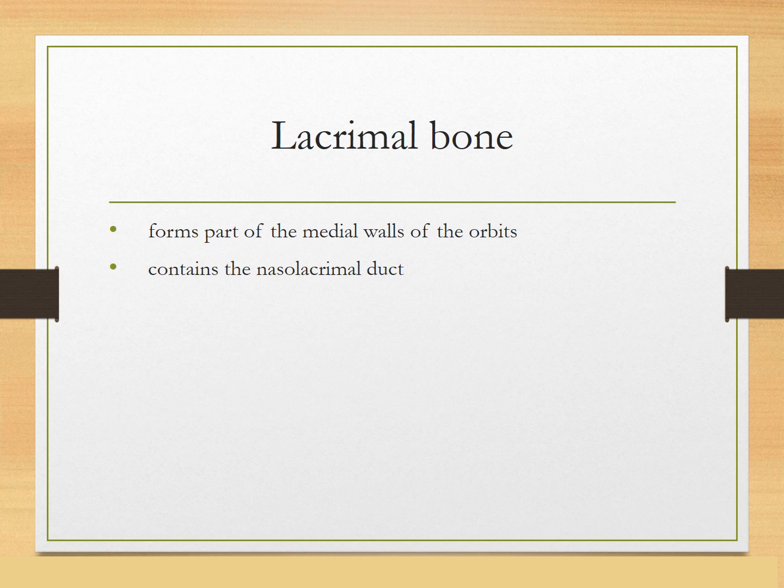The lacrimal bone is a small bone that forms the medial wall of the orbit of the eye. It has an opening that's called the nasolacrimal duct. Your lacrimal glands produce tears that cleanse the sclera, the white of your eye, and these tears then drain through this nasolacrimal duct into your sinus cavity. So if you ever notice that when someone's crying very hard, their nose starts to run.